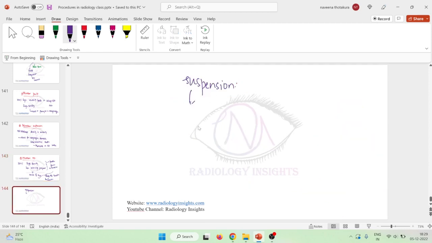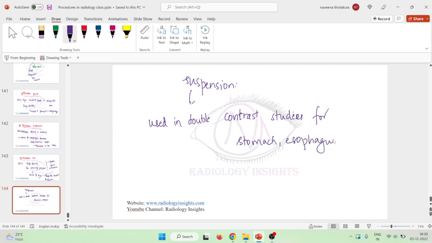This suspension is actually used in double contrast studies. Barium can be used for double contrast studies, and mainly this Microbar HD type can be used in double contrast studies for stomach or esophagus, and for duodenum you can use this technique.